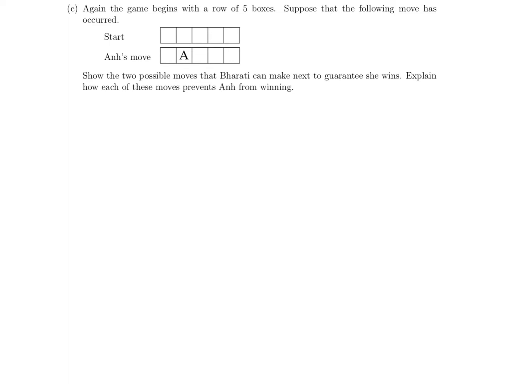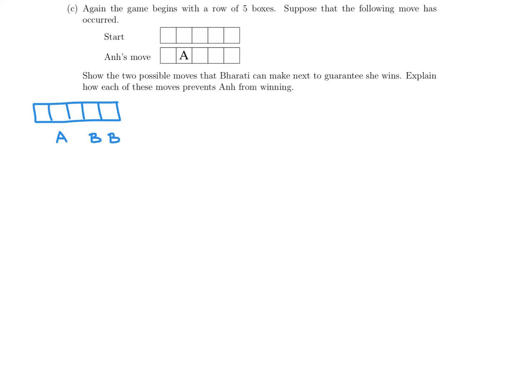All right, so we've got 5 boxes again. 1, 2, 3, 4, 5. Okay, so this is the first move, right? Okay, let me think about this. So, we have to show, what, 2 moves? Yeah, okay, so let's just start. This is the first move.